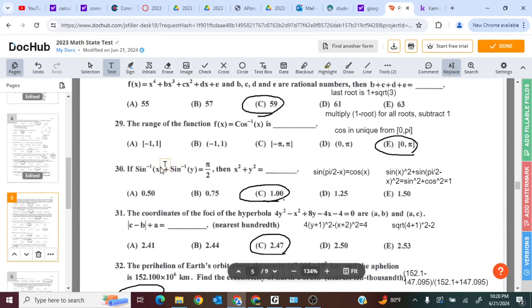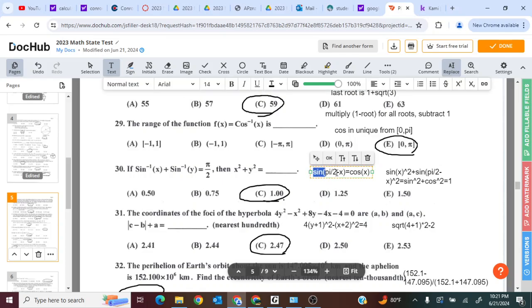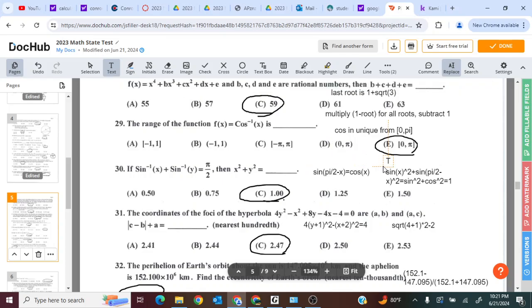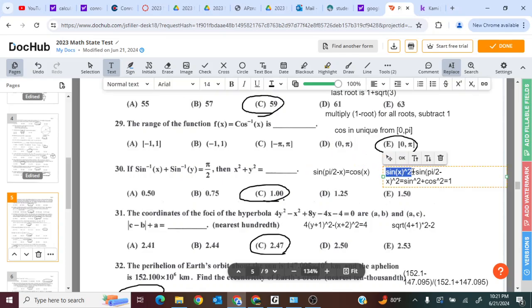If sine inverse of x plus sine inverse of y is equal to pi over 2, then x squared plus y squared is equal to what? This is a little hard to explain logically, but basically this entire thing revolves around the fact that sine of x is equal to cosine of pi over 2 minus x.